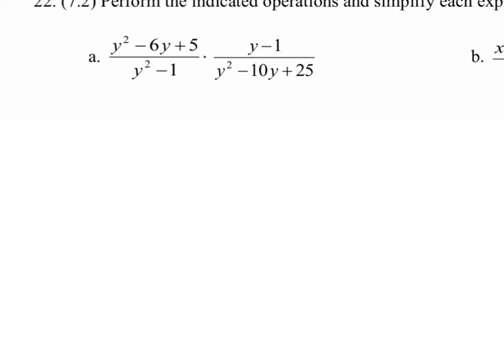Example A, this is a multiplication problem, so we don't have to worry about flipping the second fraction. We're going to start by factoring. On the left, y squared is y and y. Things that multiply to 5 and combine to 6 are 1 and 5. In order to multiply to positive 5, we have same signs, and both are negative. On the bottom, we have a difference of squares, so we get y and y, 1 and 1, and different signs.